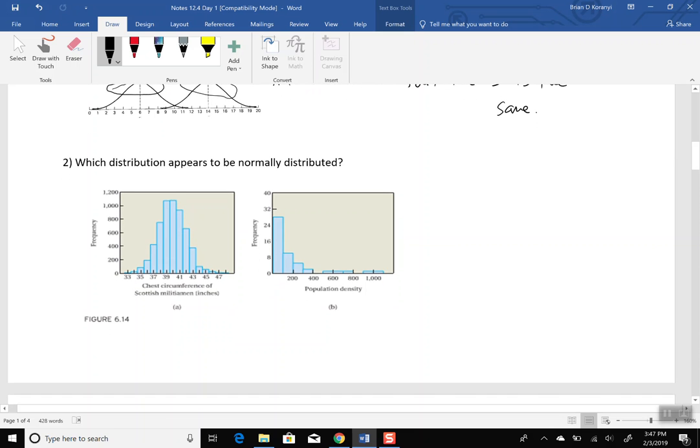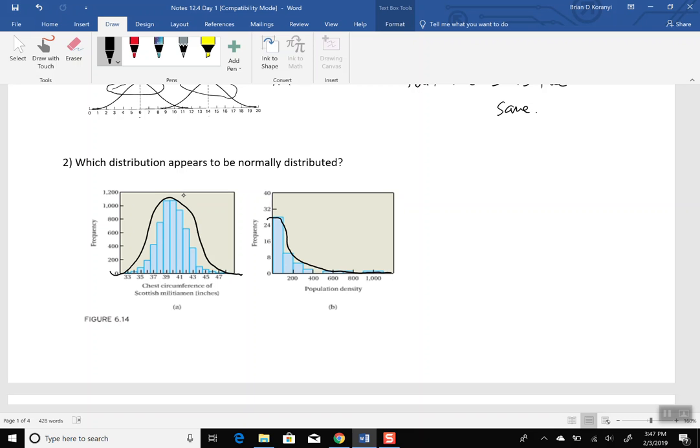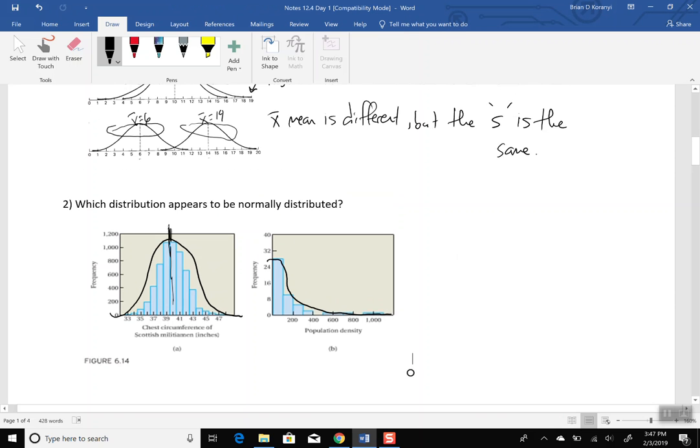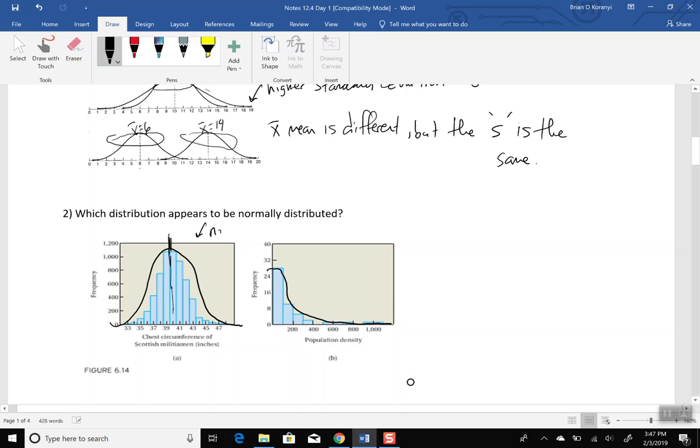All right. Which distribution appears to be normally distributed? Well, this one is clearly skewed to this lower region right here. It does not follow a normal looking distribution. It's not symmetric about a mean. Whereas this one follows the shape of the bell, where you get most of your data clustered around the center, this mean. It's symmetrical about this mean, and you get fewer and fewer results at the extremes. So this one appears to be normally distributed.